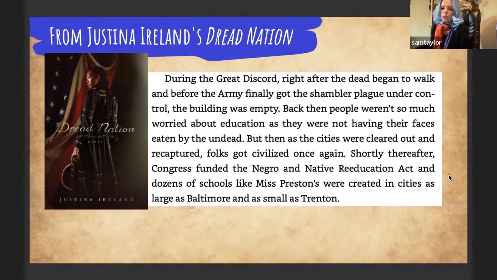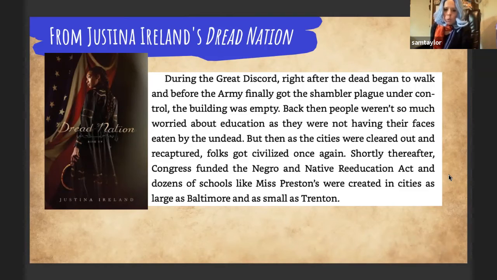This is the school. She is part of a school that trains teenagers to fight and to protect people from the Shamblers. And these schools are specifically for Black and for Indigenous American children, training them to fight so that they can protect the more privileged white society.